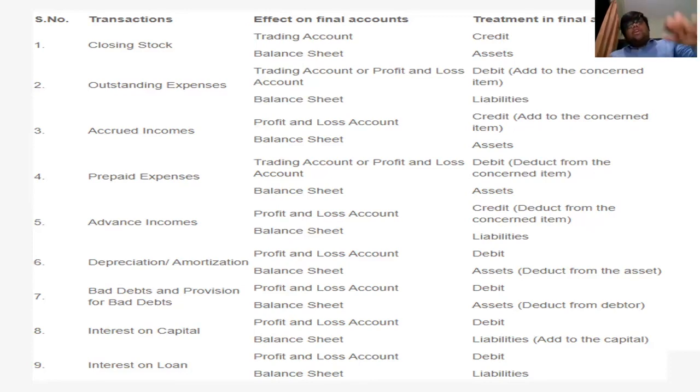So as you can see, for all these transactions, they have an effect on the final accounts, and the adjustment to be made is different from what is there in the final account. So these are some of the adjustments that need to be done in the final account.